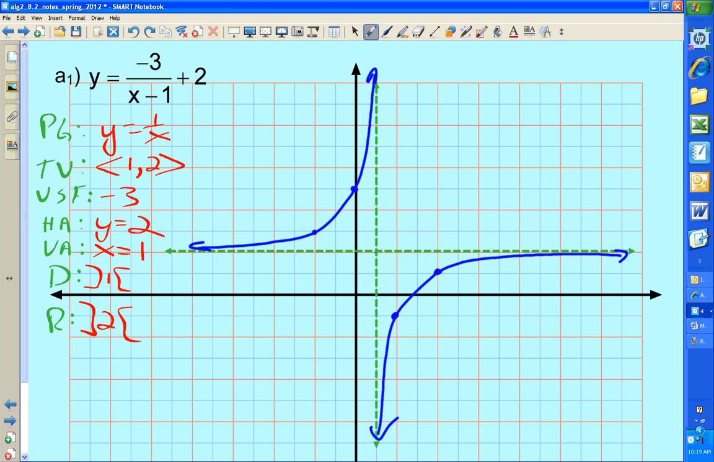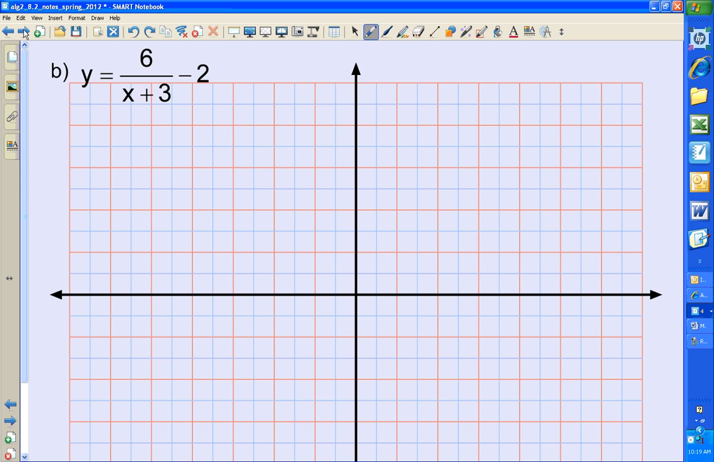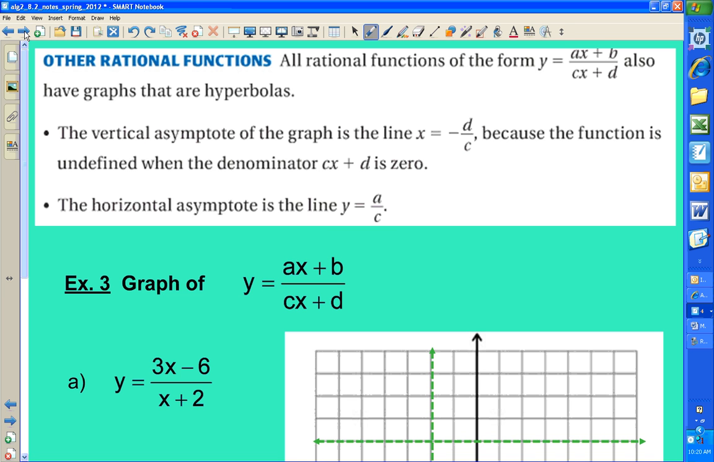Okay, these are parent graph y equals 1 over x. We're now going to look at ones that do not have parent graphs and are therefore not hyperbolic. They look hyperbolic, but they are not. We're going to come back to this in just 1 second.